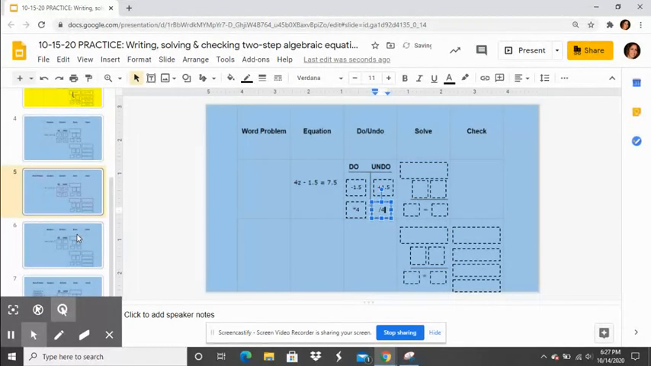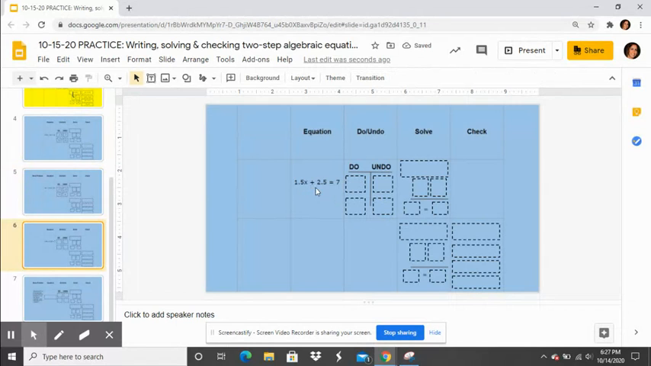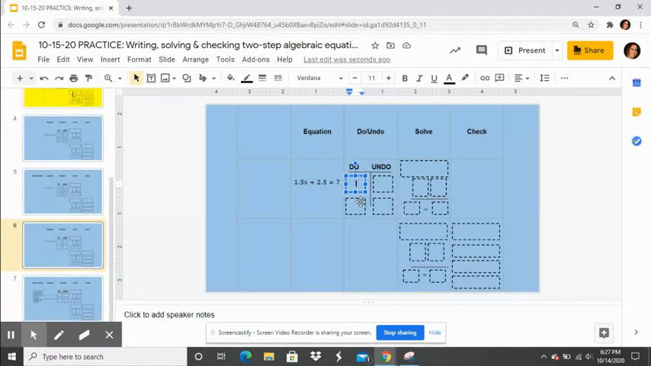All right, so next one, 1.5x plus 2.5 equals 7. We look at the constant first, which is plus 2.5, number by itself. So opposite would be subtracting 2.5. Second part, the number with the variable, which is the 1.5, which is being multiplied. So to undo that, you divide by 1.5.